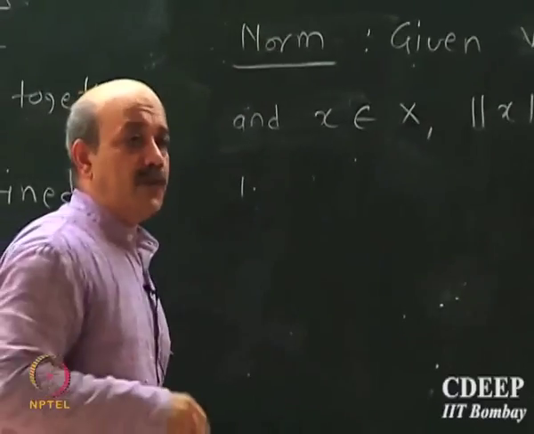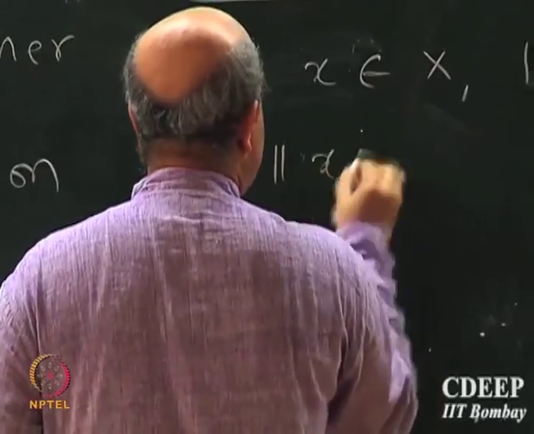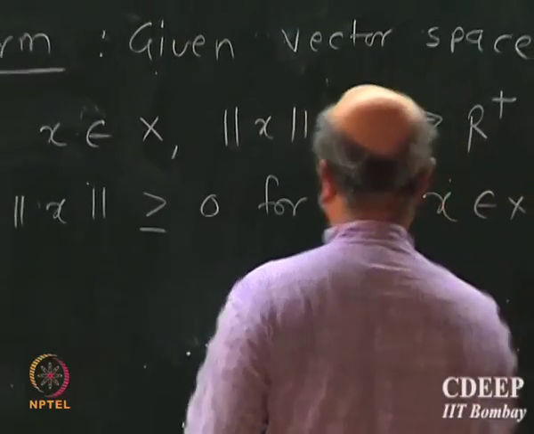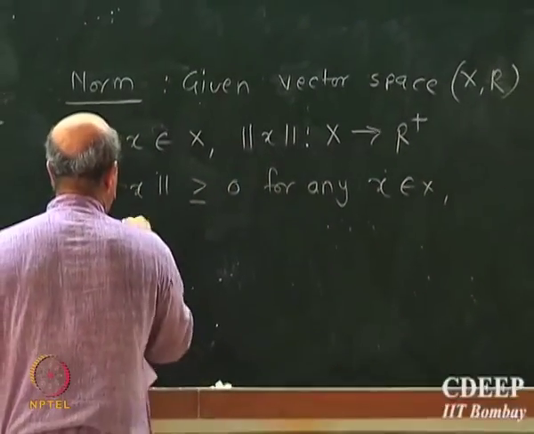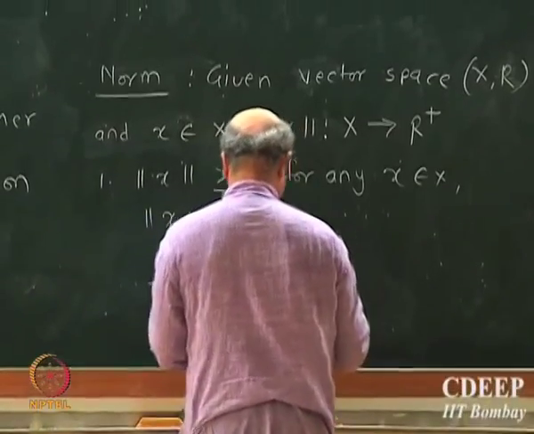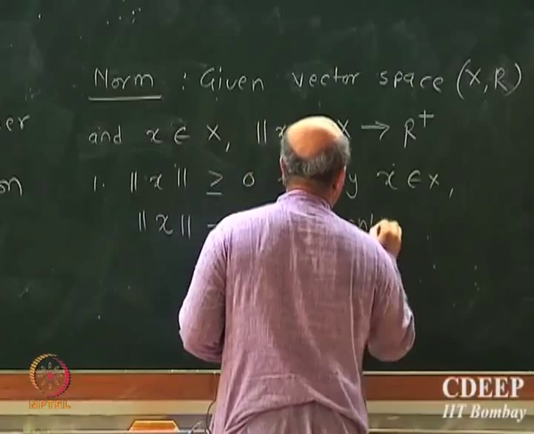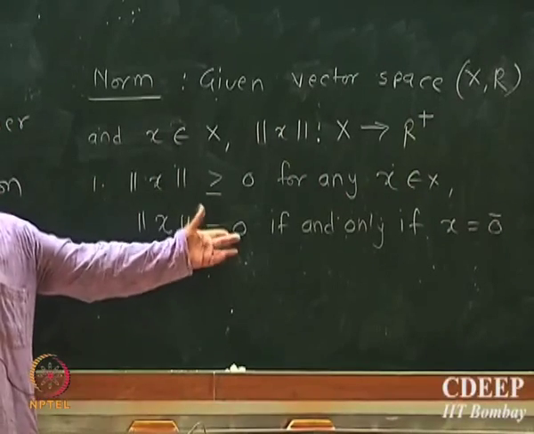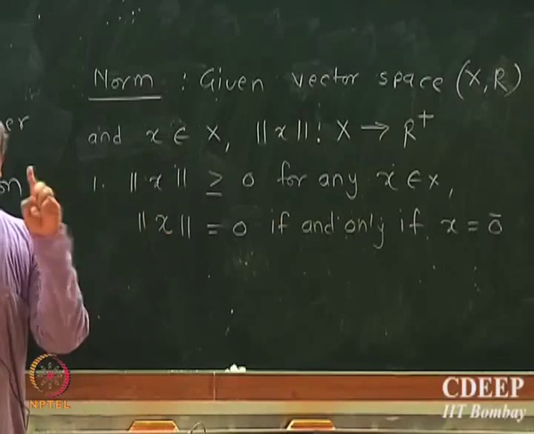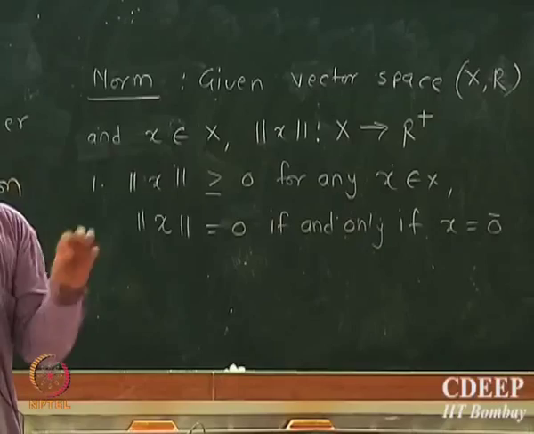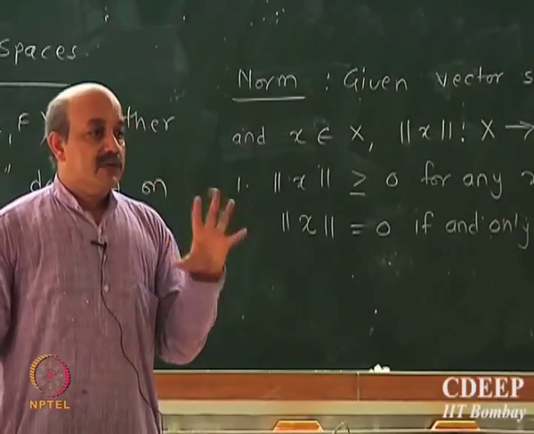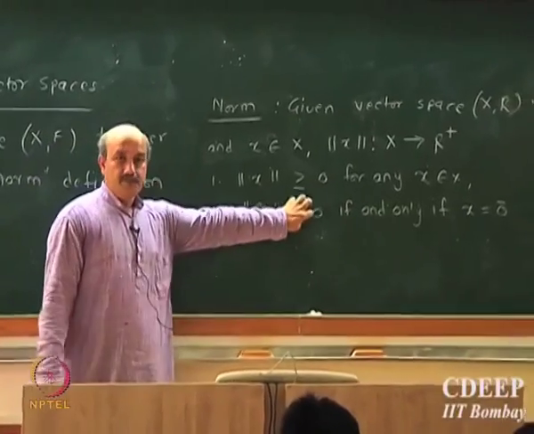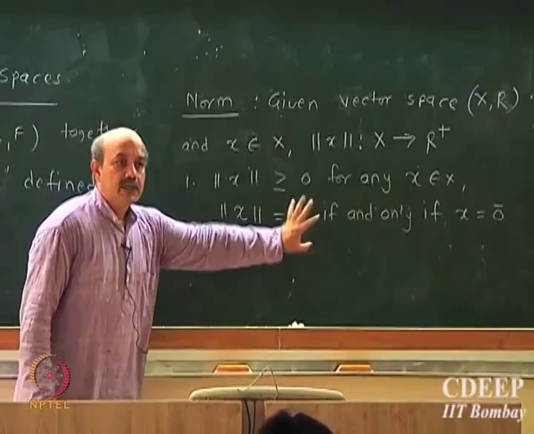So the first property that the norm function should satisfy is that norm of x should be greater than or equal to 0 for any x that belongs to X, and norm x equal to 0 only for one vector. That vector is the origin. If it is 0 for any other vector, which is a non-zero vector, then that function cannot define a norm. So the first criterion for a function to qualify as a norm is that it should be a positive function, and it should be 0 only for the 0 vector. It should be non-zero for any non-zero vector.